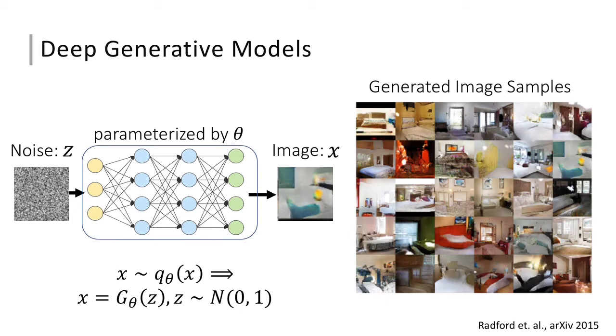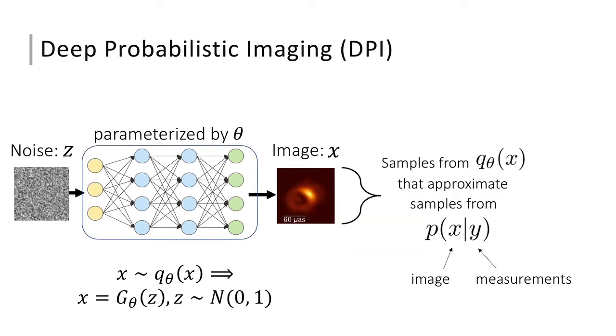Inspired by this recent progress on deep generative models, we developed deep probabilistic imaging, or DPI, a method that samples from a posterior distribution using a learned generative neural network. The basic idea of DPI is to optimize the weights, theta, of a neural network so that if you feed different input noise to the neural network, the output of the neural network will be an image which is equivalent to a sample from the image reconstruction posterior p(x|y).